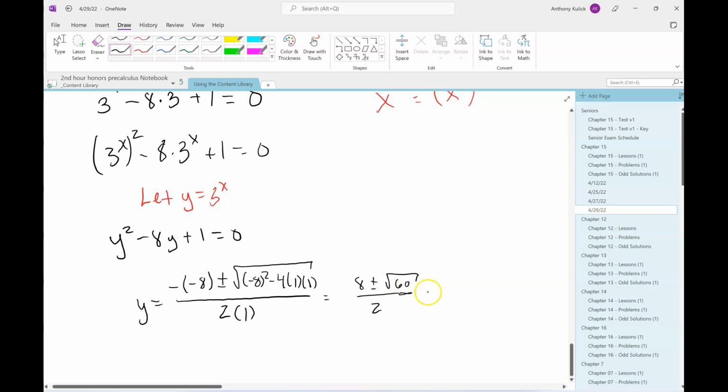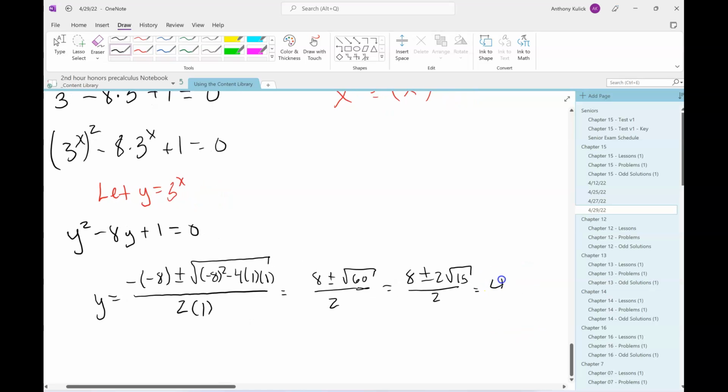60 is the same thing as 4 times 15, right? Why is that a helpful observation? Because the square root of 60 then is going to be the square root of 4, which is 2, times the square root of 15. So those can reduce down to that. Are we done? No, why not?